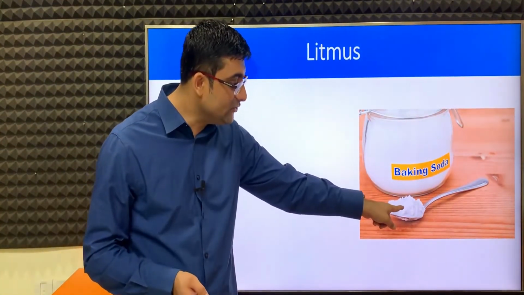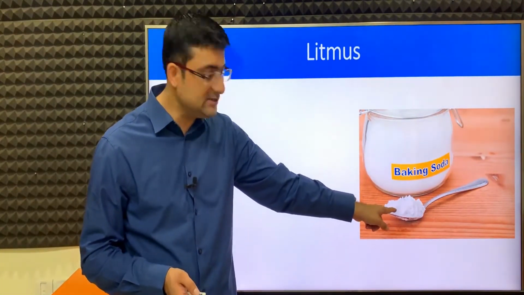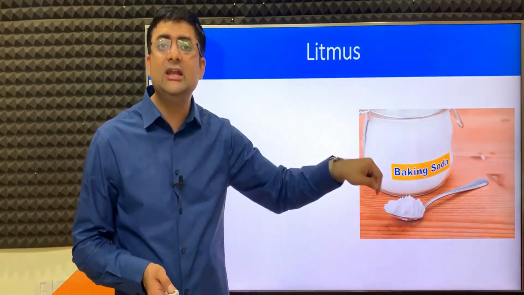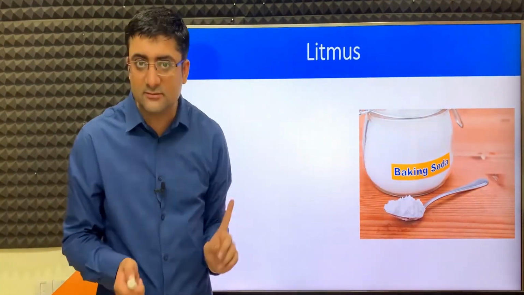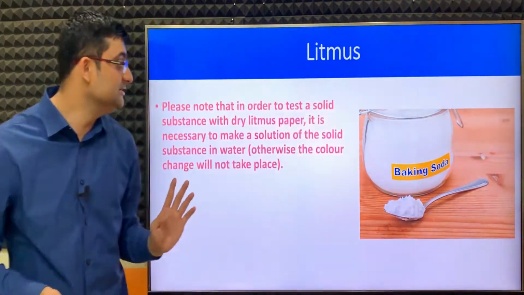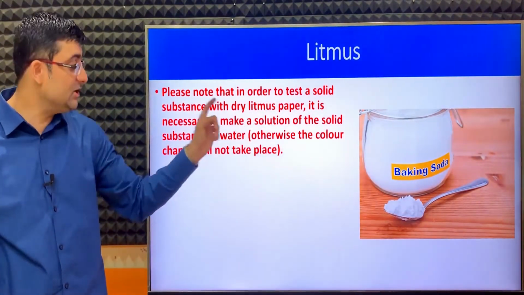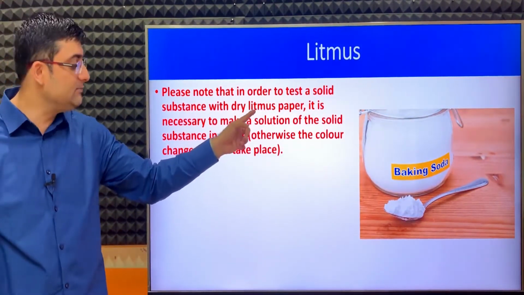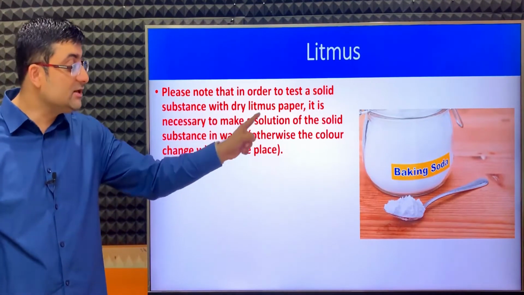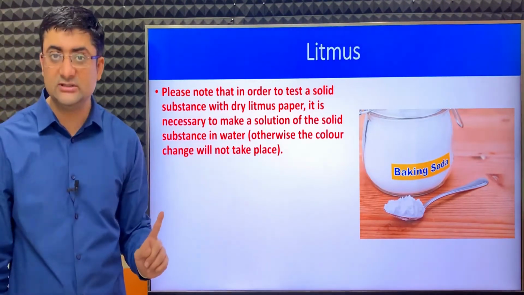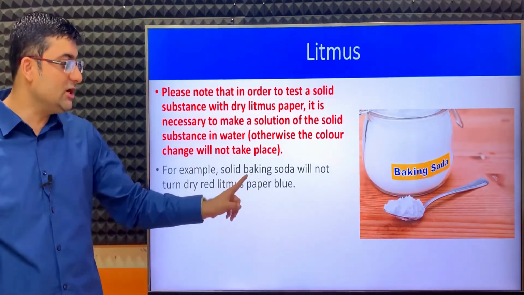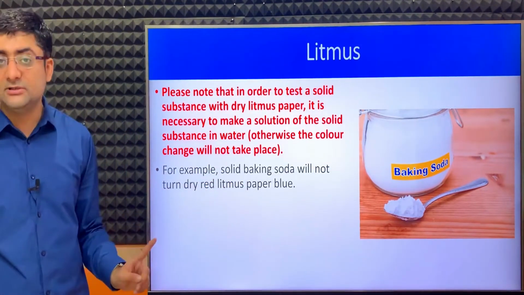Is this clear? So if you want to test whether this powder is acidic or basic, just add water to it and then dip your litmus paper. Or take litmus in the solution form and add the powder to it. Is this clear? So please remember that. So see, please know that in order to test a solid substance with dry litmus paper, it is necessary to make a solution of the solid substance in water, otherwise the color change will not take place.